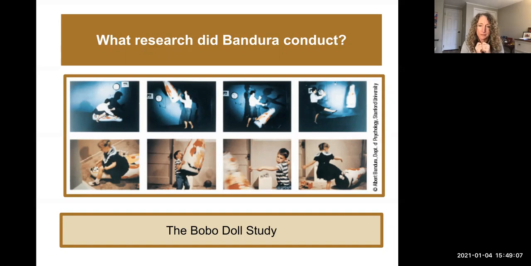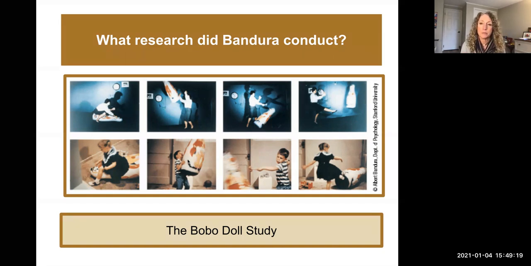You guessed it. The ones that observed the aggressive models acted aggressively to the Bobo doll, as you see here. And the ones, they don't actually show you the pictures of those, but the kids that observed the gentle model, they were gentle with the Bobo doll.